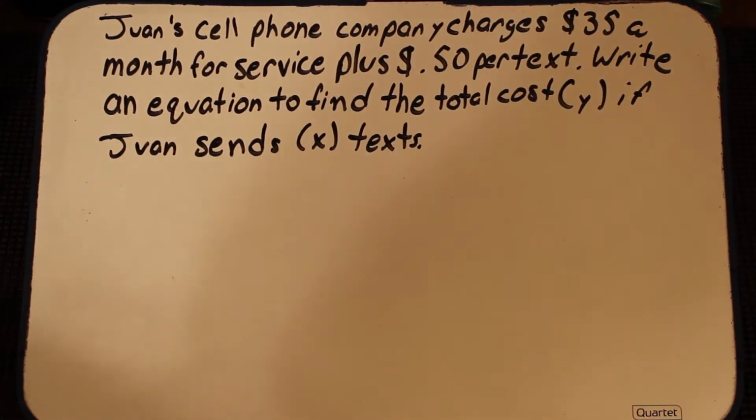So the next problem we have here is one cell phone company charges $35 a month for service plus 50 cents per text. Write an equation to find the total cost Y if one sends X texts.